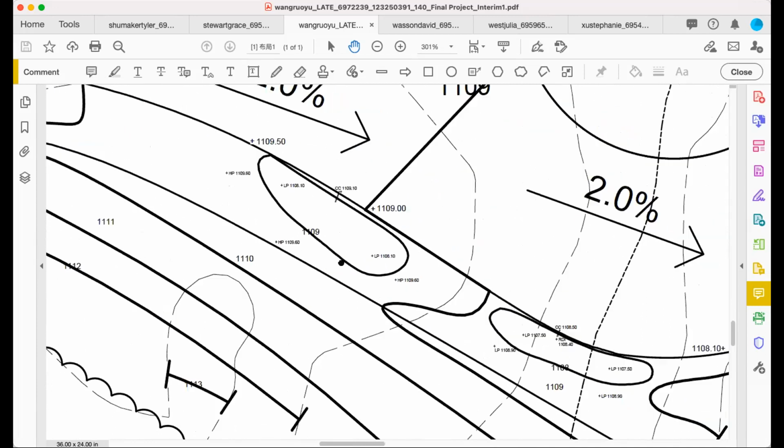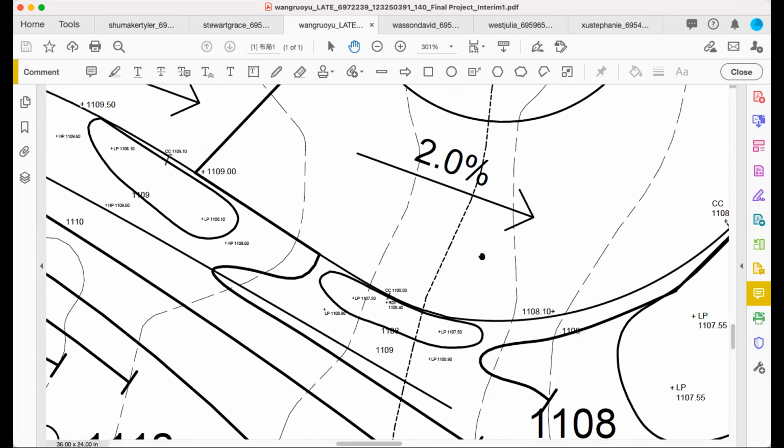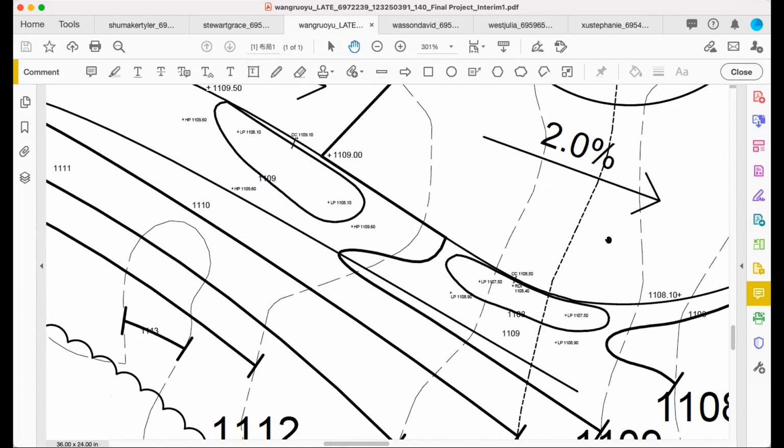And all your driveway, wherever there's a curb, you need to have TC and BC. Wherever there's a curb, well, you don't need a spot, right, unless that's a tangent point. But all these you need a TC and a BC for your spot elevation. And you need to add the curb back to the base plan.